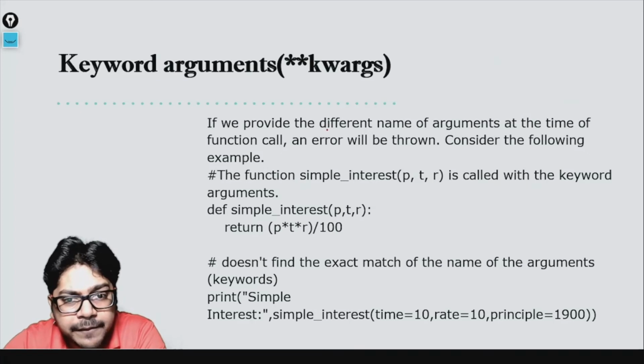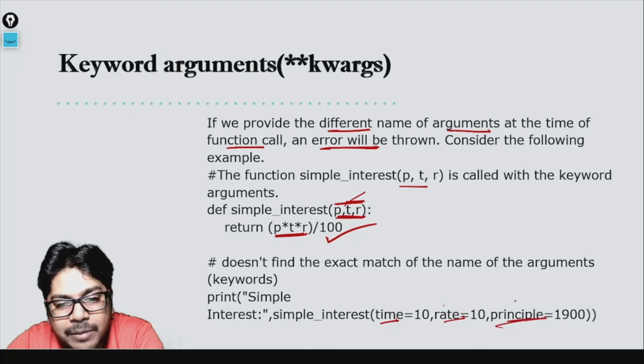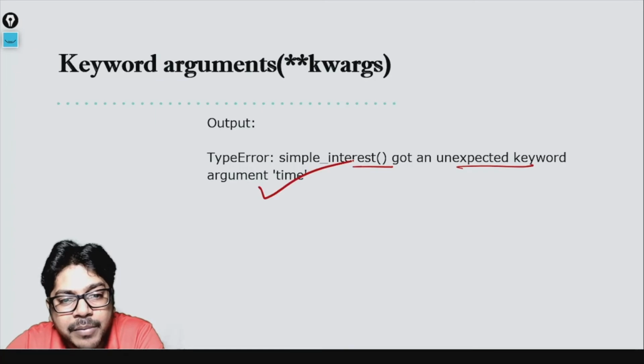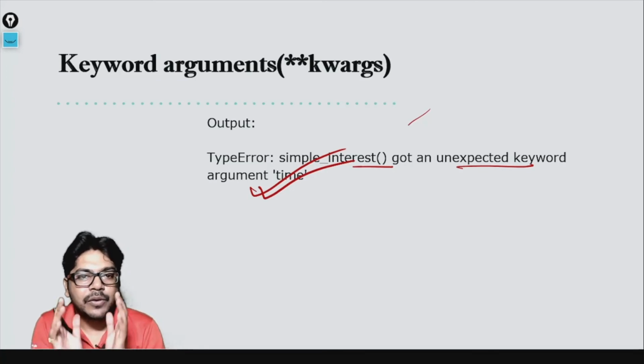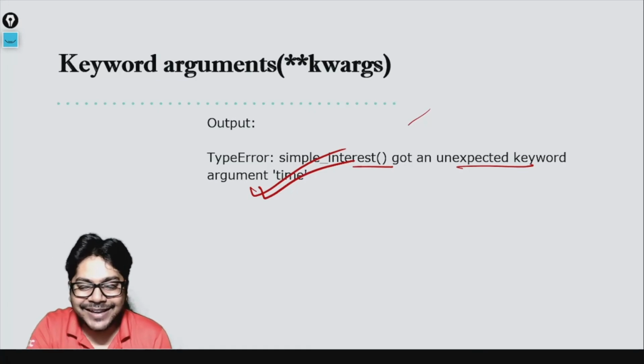Proceeding further. Now, if we provide a different name of argument at the time of function call, an error will be thrown, which we have already encountered, right? Look at this example here. We are declaring a function simple interest with PTR, returning P multiplied by T multiplied by R by 100. And while calling the function, we are writing time, though there is no keyword called time, no keyword called rate, no keyword called principal, but we are writing that. What will we get? Simple interest got an unexpected keyword argument time. It is simply going to give you that message without thinking even twice about it. If you are using keyword, match the keyword. If you cannot match the keyword, don't use keyword. As simple as that.